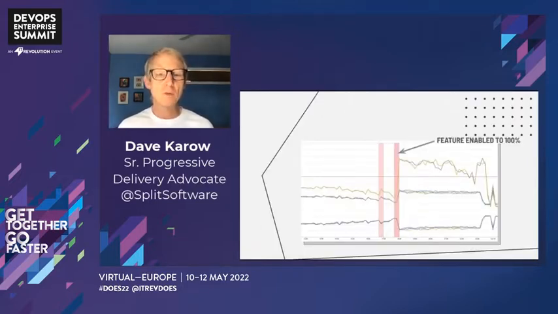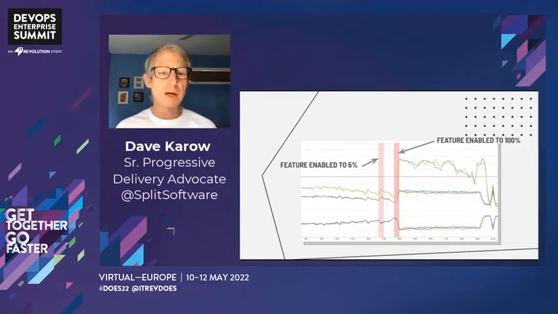Here you see that when a feature was taken to 100%, there was a huge spike up in something and a spike down in something else. It's probably latency and throughput, right? And that's obvious to see. For one of the first things we did at Split was to overlay feature flag changes onto our graphs. And you can see when it's 100%, yeah, we kind of can figure out what happened here.